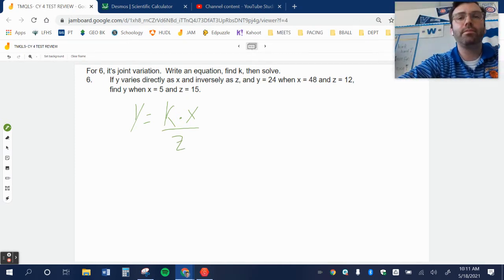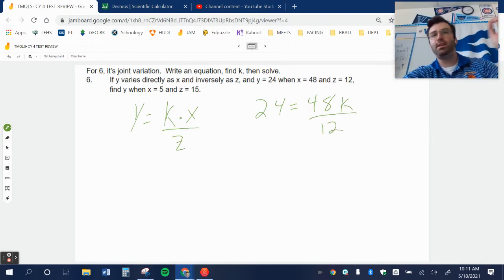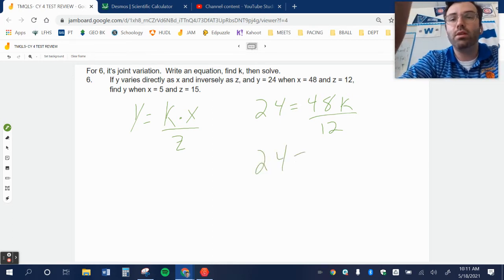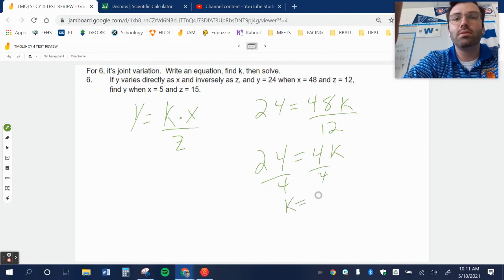Okay. When y is 24 and x is 48, z is 12. So let's find k. So what is k? 48 divided by 12. I get 24 equals 4k. Divide both sides by 4. K equals 6.